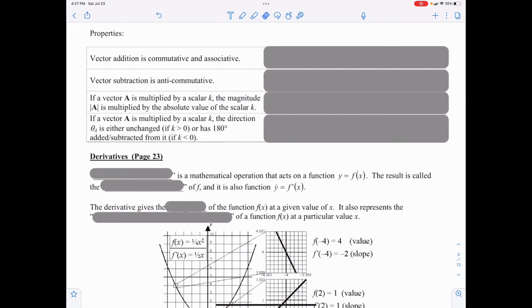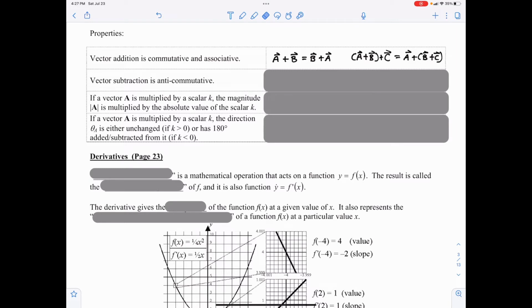Let's take a moment to summarize the properties of vectors. Vector addition is commutative and associative. That means whichever way you choose to add the vectors, vector A plus vector B gives you the same result as adding A to B as it is B to A. Associative means if I add A and B and add the sum of A and B to C, that would be the same as adding A to the sum of B and C.